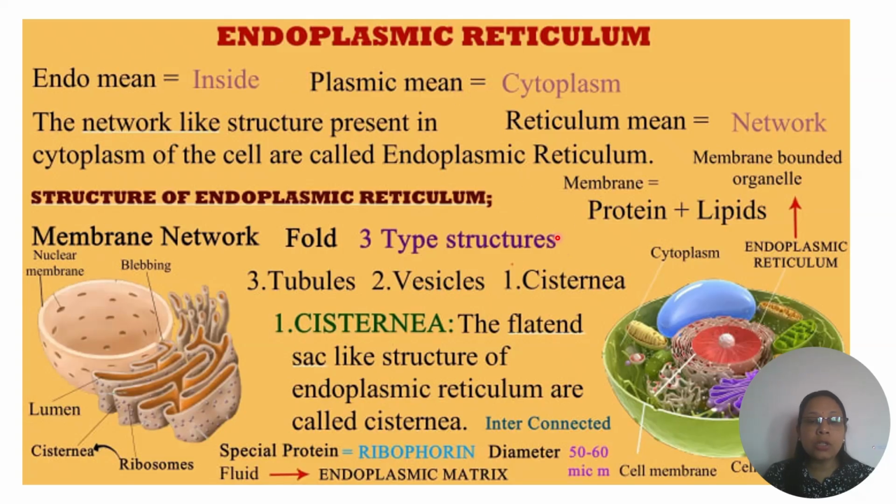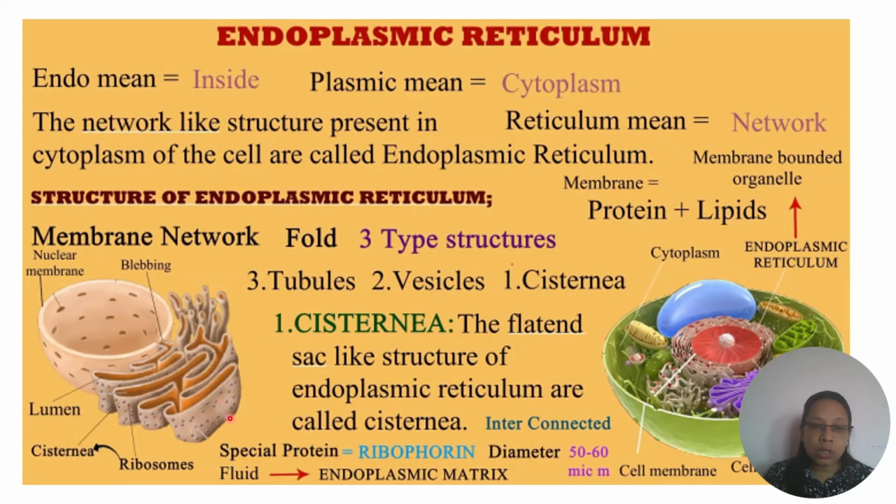What are the main structures of this ER? Mainly three structures: cisternae, which are these flat sac-like structures; vesicles; and tubules. These are tubules, and vesicles are sac-like structures. You can imagine a water balloon, which gives the best representation for vesicles. The space between these cisternae, these flat sacs, is called the lumen. And as you have seen, all these cisternae or tubules are interconnected, right?